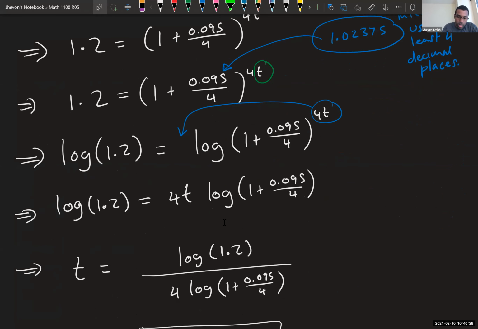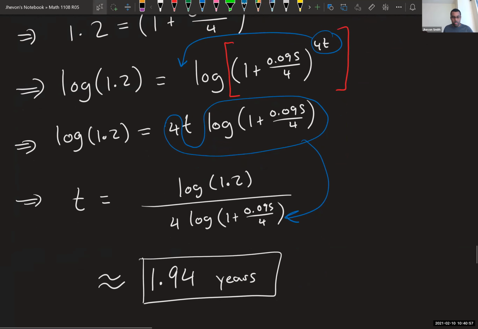So it's log of this whole thing, log of this whole thing. But the log rules allow me to take the power and move it down in front. Okay. And then I just solve for T after that by just dividing by this whole thing. So I took this part here and I divided by it. That's the part that goes under here. And once you do that, make sure you can plug that in your calculator properly. You should be getting 1.94 or something like that when you round it to two decimal places.